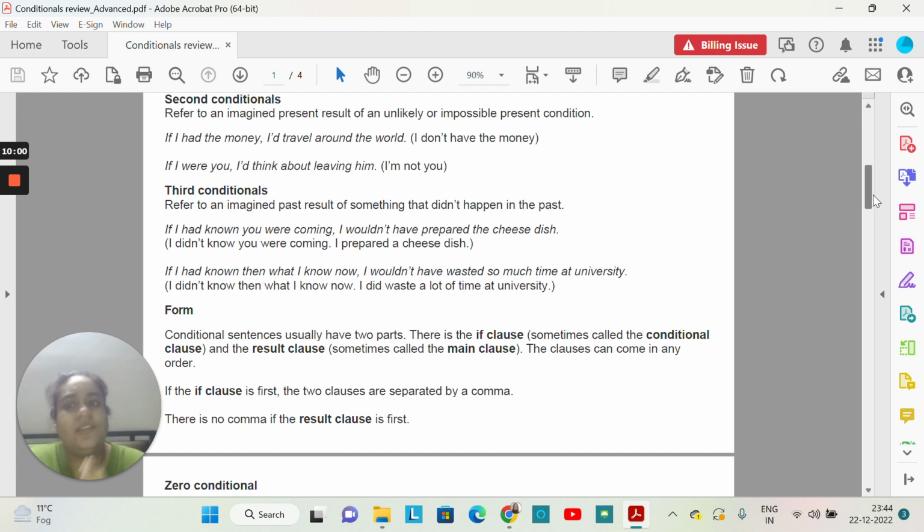Second conditionals, please notice, after if, my first part of the sentence is in simple past tense. My outcome, that is the second part of the sentence, has a modal would. That means you can use modals over here: would, could, should, may, might, but it depends upon the situation, the sentence you are creating, which modal will be used. This is the structure for a second conditional. Please get this clear, guys.